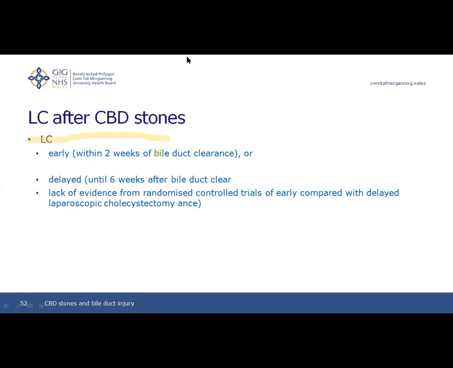And there is lack of evidence again, which shows which has got the best approach, either early or late. There's no evidence, so it can be done at any time at this moment. Either early laparoscopic cholecystectomy or late laparoscopic cholecystectomy after CBD exploration.